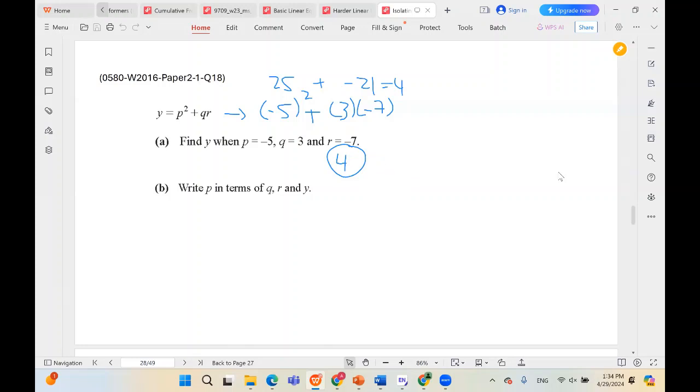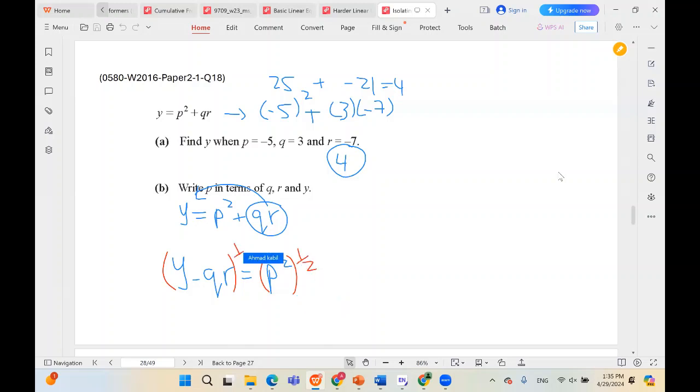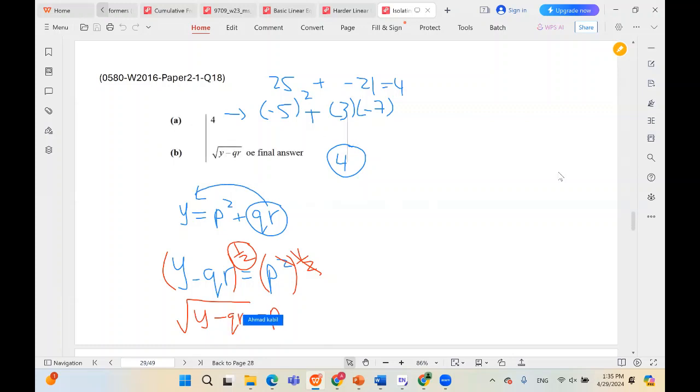Now we want to write p in terms of the others. So y equals p squared plus qr. We want to get rid of this term, so we take it to the other side. So y minus qr equals p squared. Now we raise both sides to the reciprocal power, which is half. And these will cancel out. So p equals, and then instead of this, we're going to just write square root. So square root of y minus qr. Square root of y minus qr is the correct answer here.